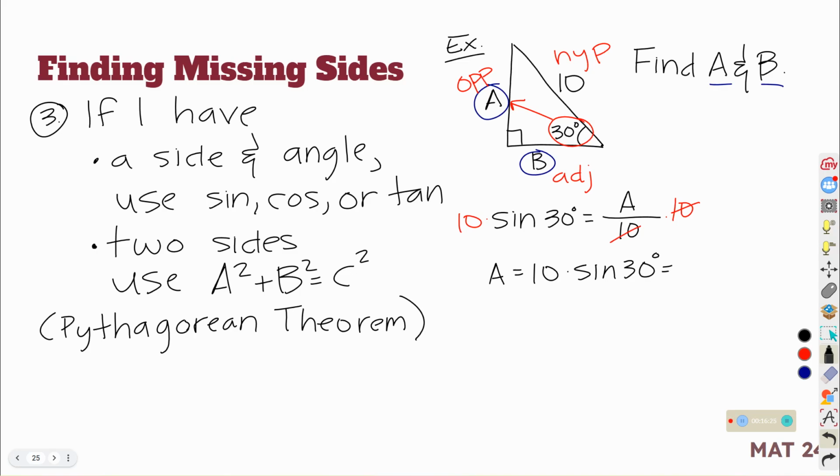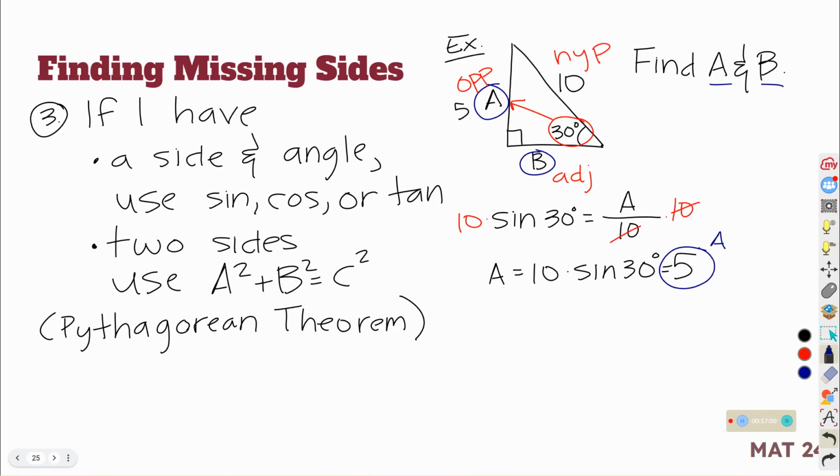I got a nice pretty number. Did anybody else get a nice pretty number? I see some nodding. Cynthia, what'd you get? 5. Yeah. The sine of 30 is 1/2. Perfect. I'm going to go label that in my picture. I now know side A is 5. 2 sides in my picture. Halfway done. This was the first thing I was asked to find.